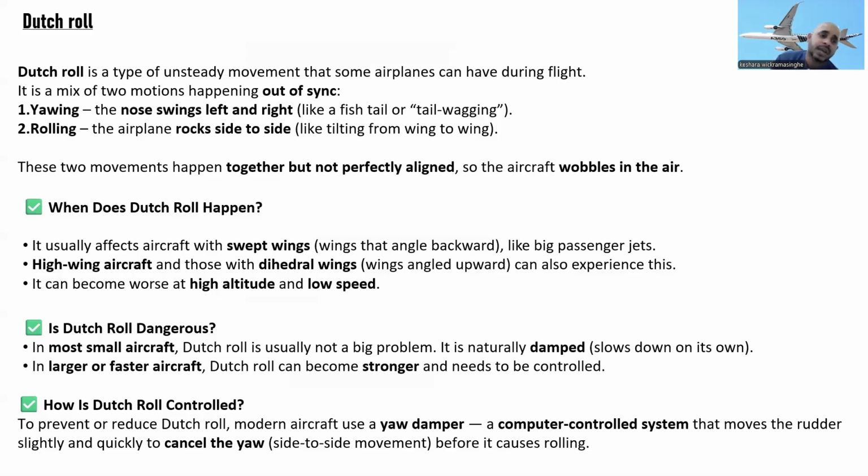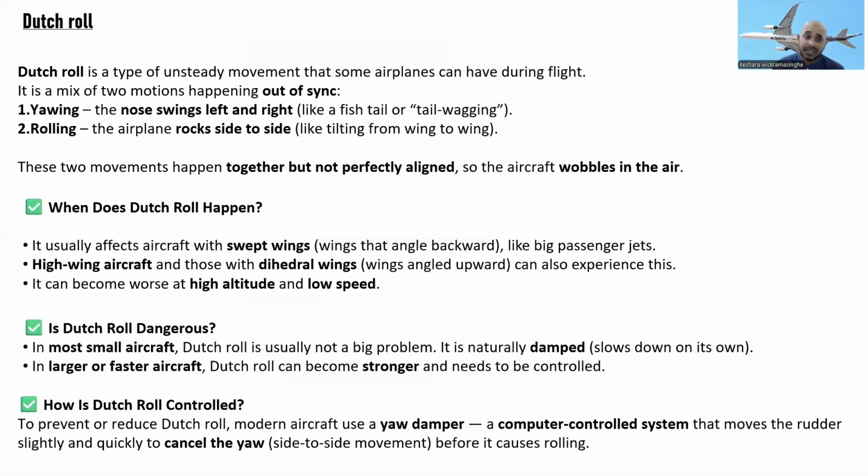So when does Dutch roll happen? It usually affects aircraft with swept wings, wings that angle backward like on passenger jets. High wing aircraft and those with dihedral wings angled upwards can also experience this, and it can become worse at high altitude and low speed. Remember, Dutch roll can be worse at high altitude and low speed.